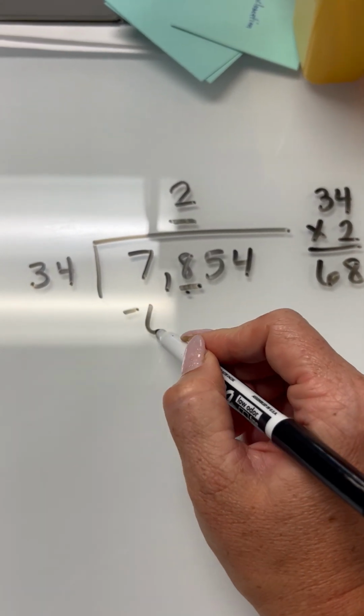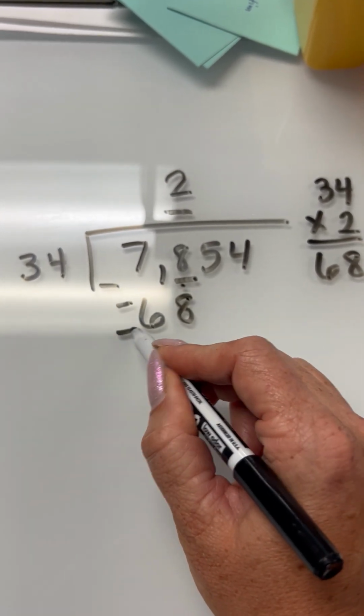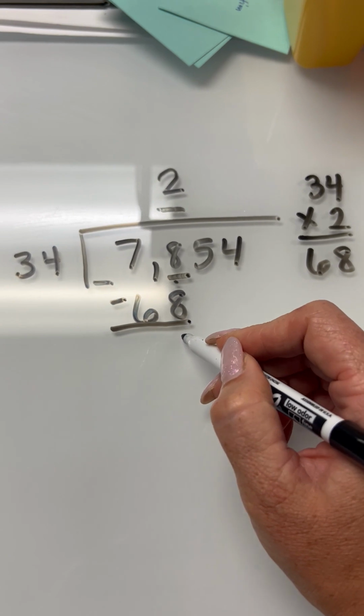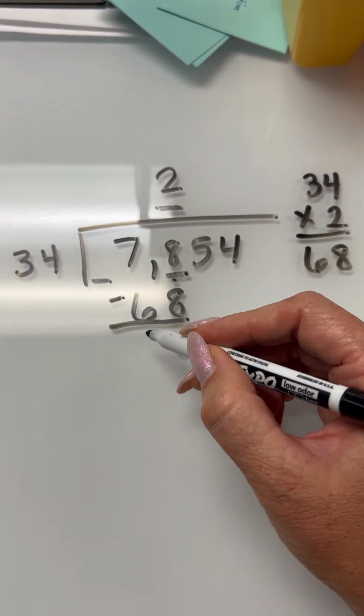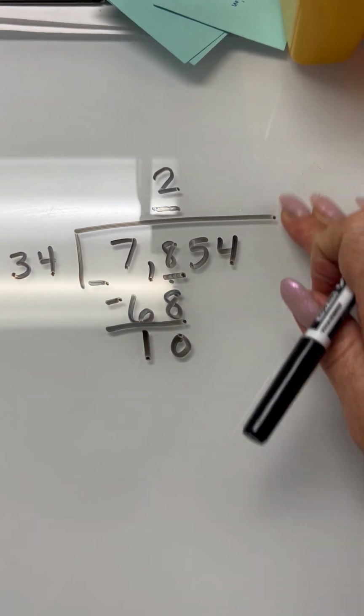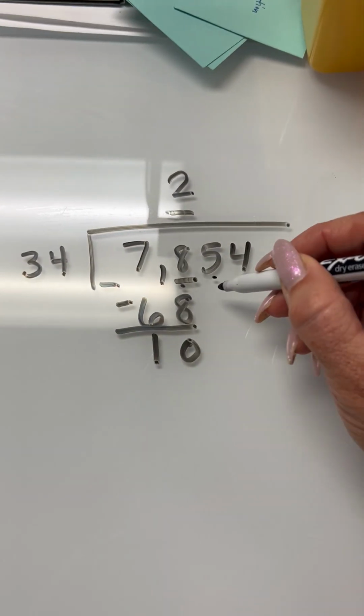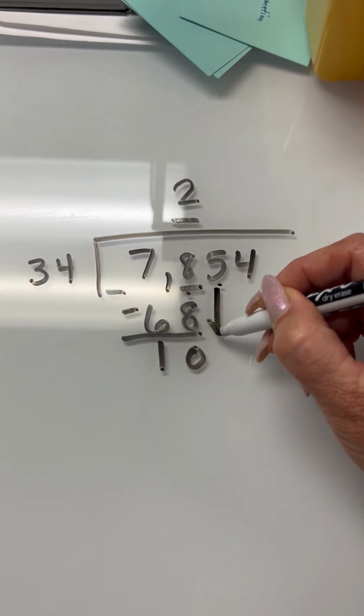Then I'm going to subtract 68. 8 minus 8 is 0. 7 minus 6 is 1. And then, just like regular division with a 1-digit divisor, I need to bring down my 5.